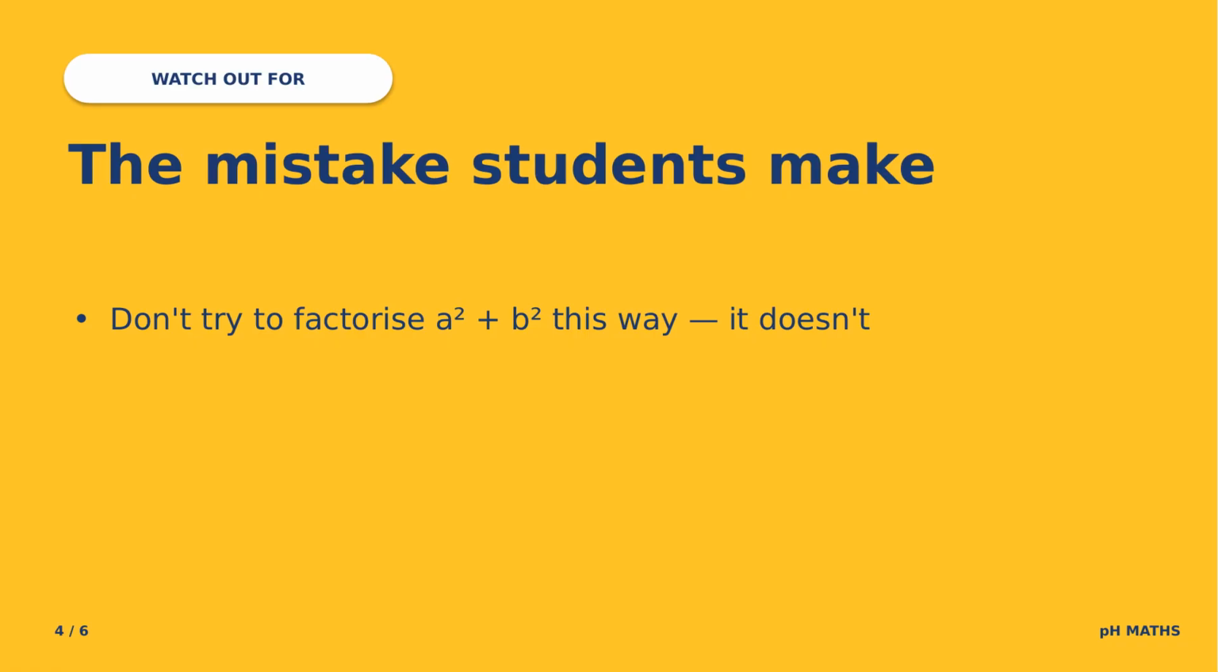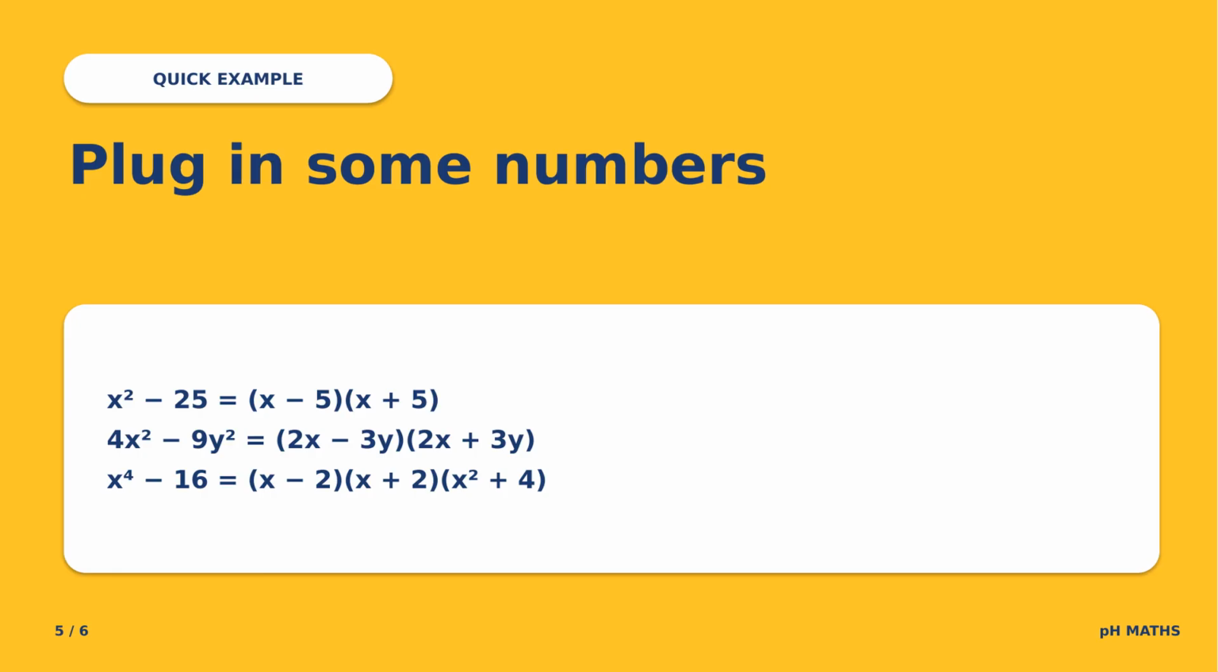Common mistake: trying to apply the rule to a squared plus b squared. That doesn't factorise over real numbers. Different operation, different result. So a squared minus b squared, yes, factorise. A squared plus b squared, leave alone. Quick example: x squared minus 25 factorises to (x minus 5) times (x plus 5).